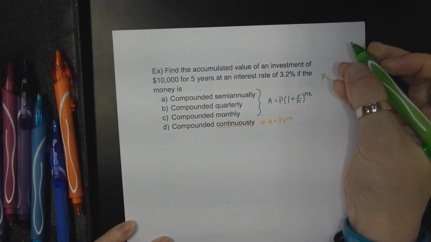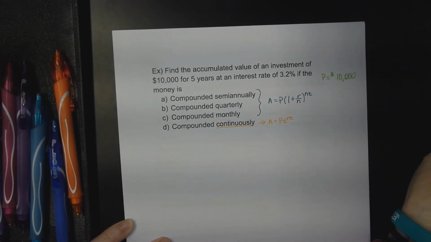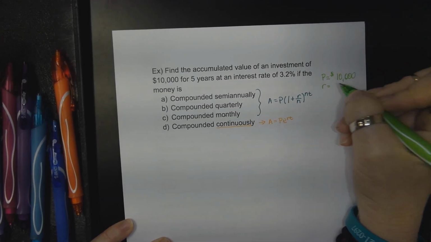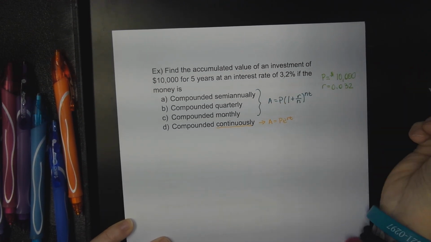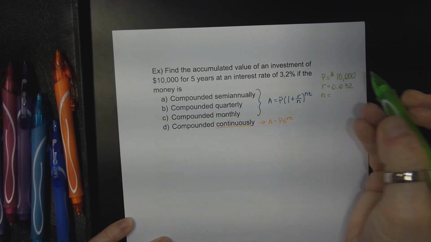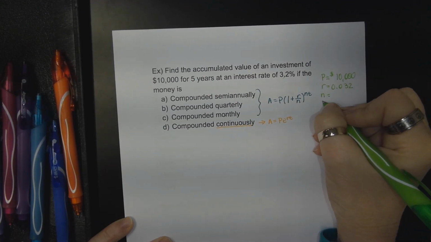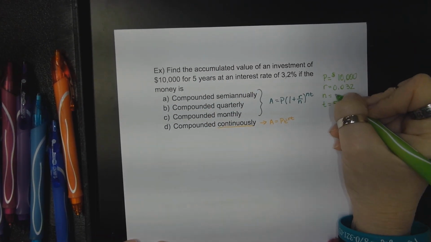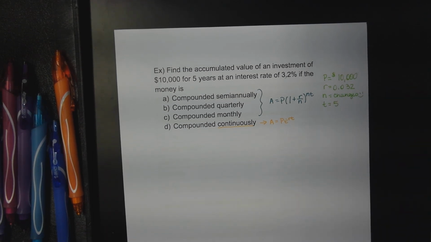So we can make our key right here. Our principal is going to be 10,000, okay? Our rate, over 100, that's going to be 0.032. Our N, well, we're going to figure that out for each one, so I'm just going to leave that blank. And what's our T? Time is going to be 5 years. So the N changes for each one, because we'll do that for each one, okay?